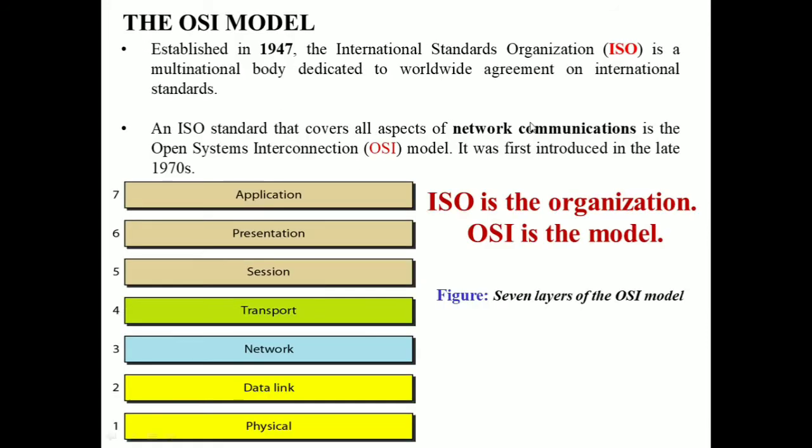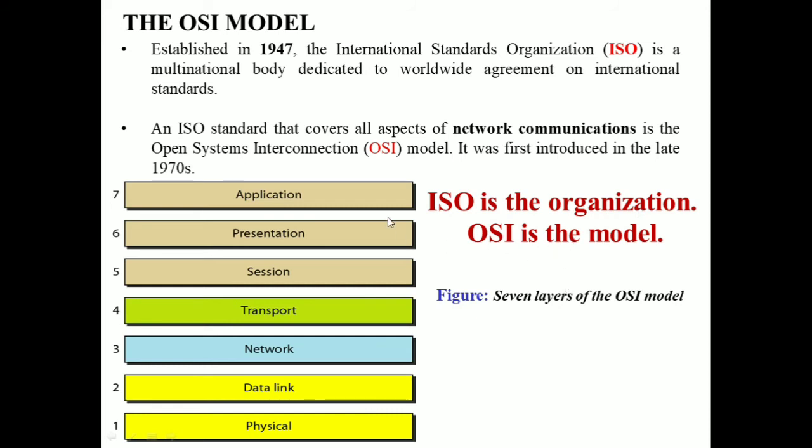Now coming to the OSI model. It was established in 1947 by the International Standards Organization, also called ISO. It is a multinational body dedicated to worldwide agreement on international standards. This ISO standard covers all aspects of network communications, which is given by the Open Systems Interconnection model. Do remember, ISO is the organization and OSI is the model.